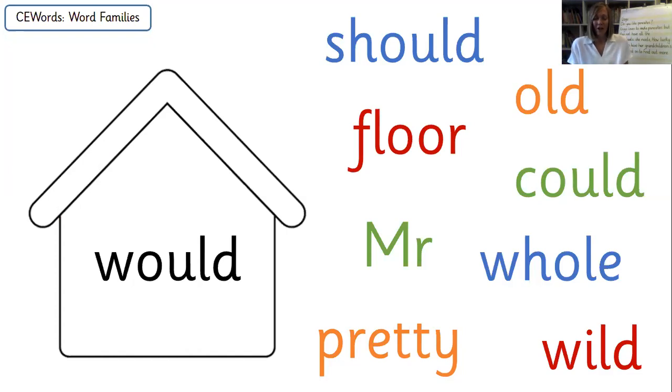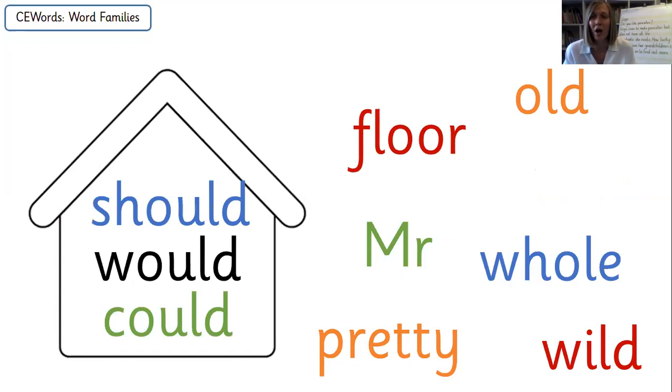Great job. So let's have a little look. If you wrote the word should in the house, you did a brilliant job. Would and should, they follow the same spelling rule. They have the O-U-L-D ending. And if you also wrote could, you found them all. So there are 3 words that belong in that family. Would, should, and could. Great job, guys.